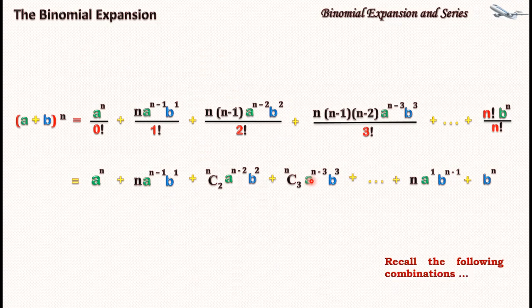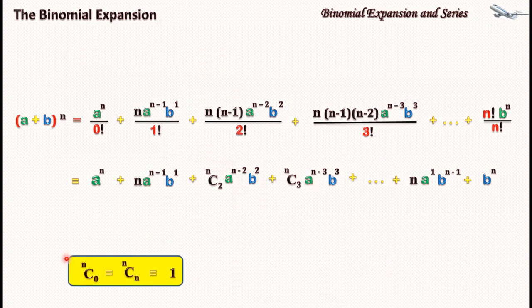So let us recall the following combinations. n combination 0 is equal to n combination n, which is equal to 1. So n combination 0 has the same value as n combination n, and the value is equal to 1. Secondly, n combination 1 is the same as n combination n minus 1. And what does this value give us? This value gives us n. That is why at this position here, you find n, that's the second to the last term, and the second term also has n. Why? Because here we have n combination 1, the value is equal to n, and at the end here, we have n combination n minus 1 because the second to the last term, and the value is n.